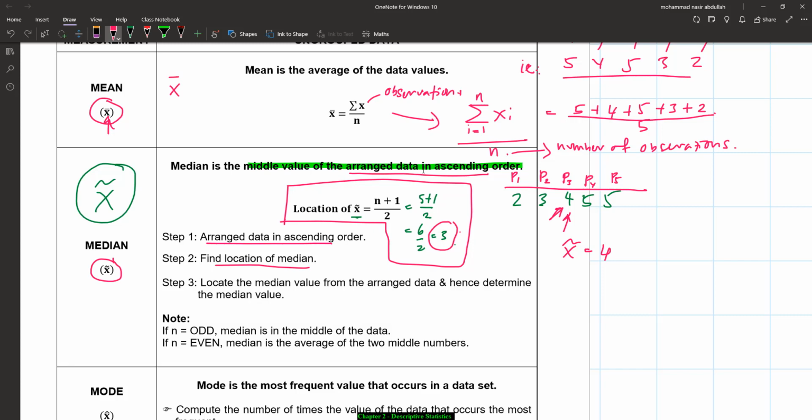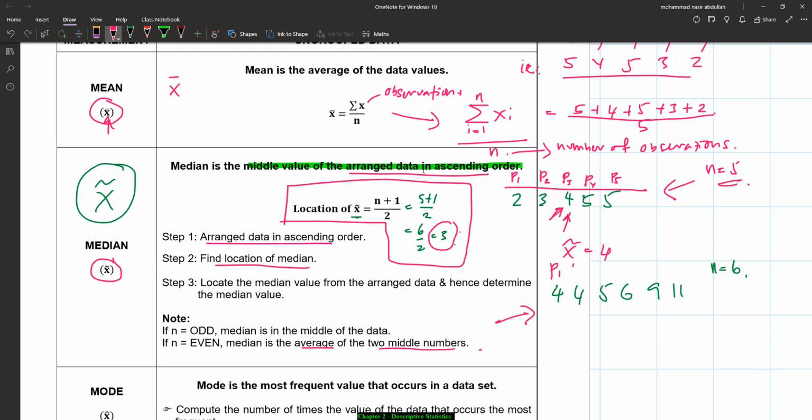It says here, if n is odd, the median is the middle of the data, and if n is even, the median is the average of the two middle numbers. Let's take another example. This is an odd number, n equal to 5. Now let's look at n equal to 6. Let's say I put 4, 4, 5, 6, 9, and 11. So this is the data that we have. n equal to 6, this is an even number.